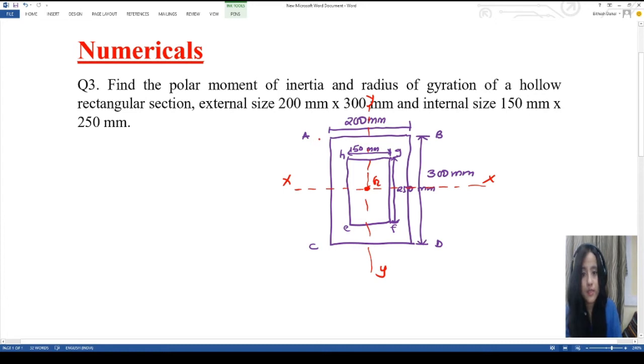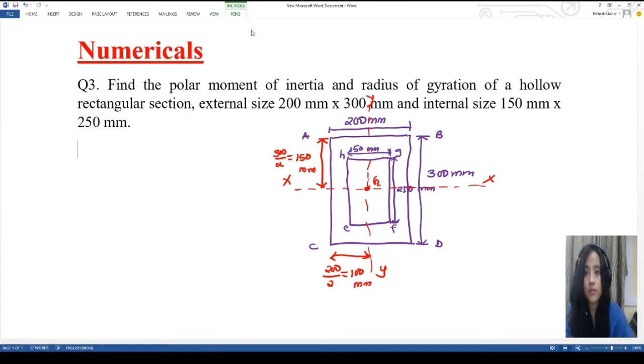Now, what will be this height for the external rectangle? It will be capital D divided by 2. So my depth here is 300. So it will be 300 divided by 2, which is equal to 150 mm, right? So what will be this measurement here? For the external it will be equal to 200 divided by 2, which will be equal to 100 mm, right?